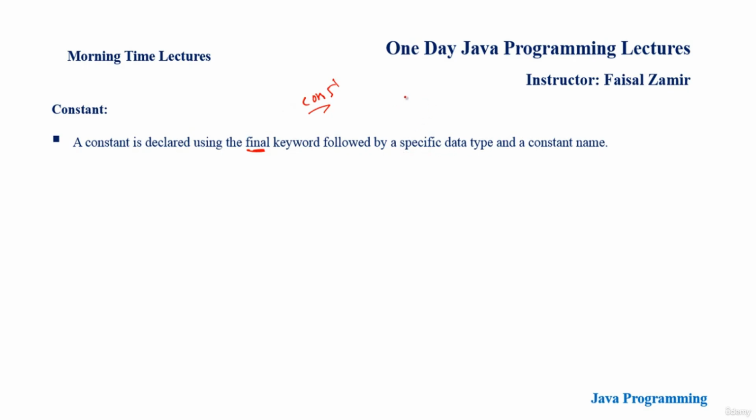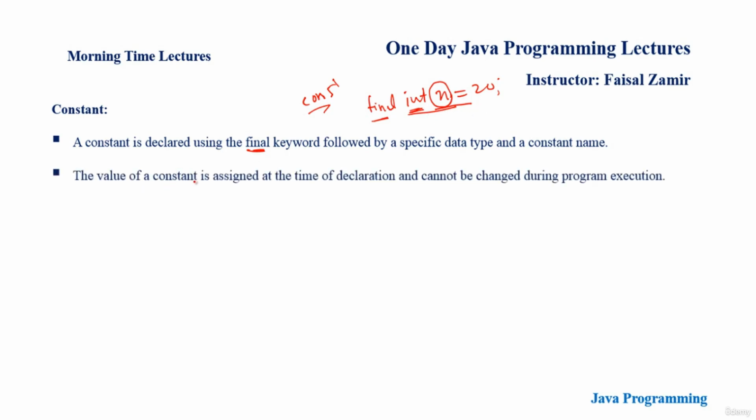For example, this is a variable, int x, its value is 20. In this case, you can update the x value. When you put final before the variable name, actually this is the variable name and its data type, and you put final at the starting position, it means that this variable is converted into a constant. You cannot update the x value. At the time of declaration, you can provide the value. The value of a constant is assigned at the time of declaration.